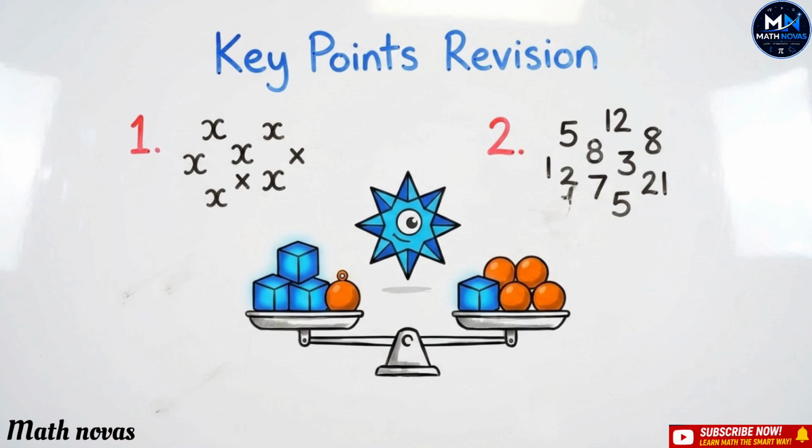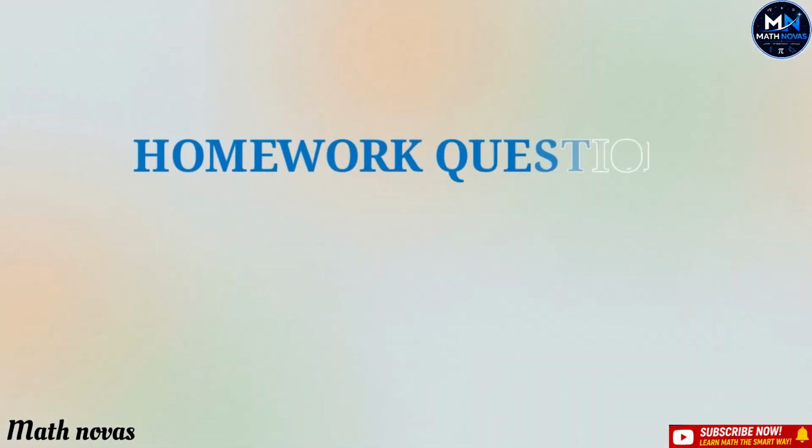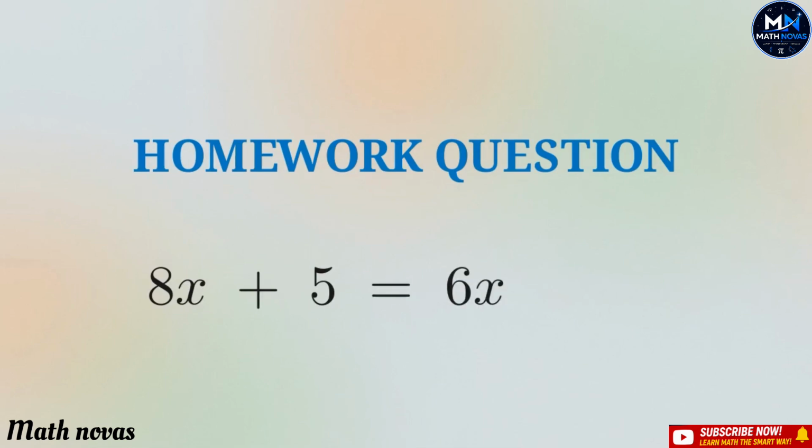First, bring all variables to one side. Second, bring all numbers to the other side. Work step by step and always check your final answer. Before we wrap up, here is your homework. Solve the equation 8x plus 5 equals 6x plus 17. Find the value of x and write your answer down before our next session.